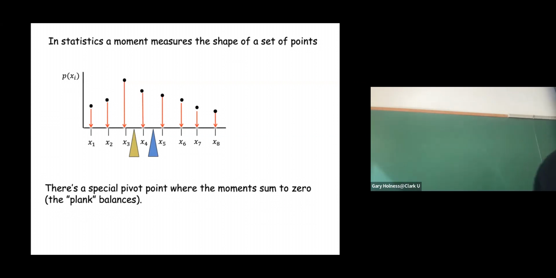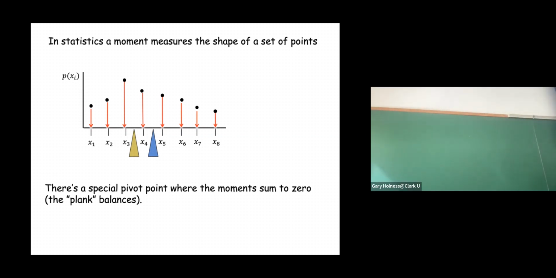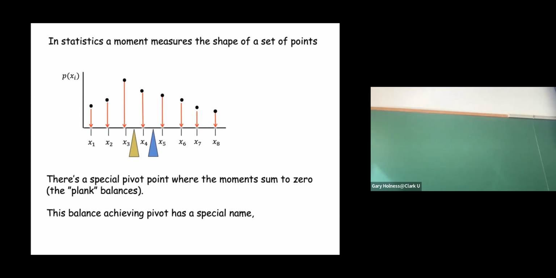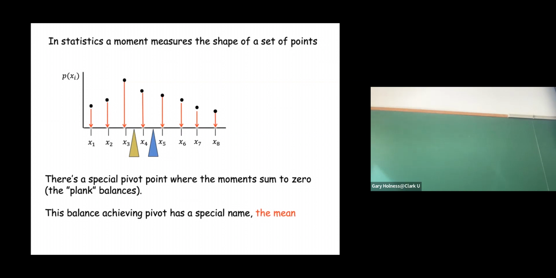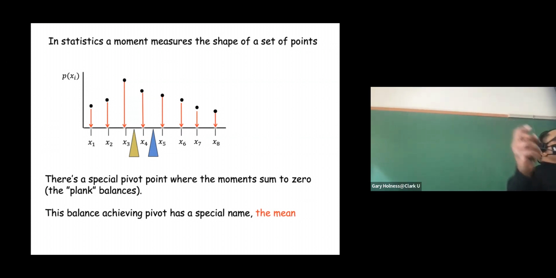Before we talk about why that matters, let's consider a different pivot point. Suppose we located the pivot in this yellow position, and we found a place along the board such that when you put these forces down on the board, it balances directly. The sum of the moments is zero. That particular pivot point has a special name. That's the mean. In the literature it's sometimes called the center of mass, because it's the center of where these moments even out.